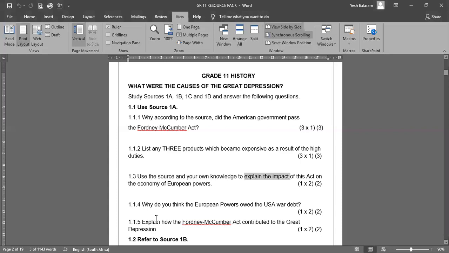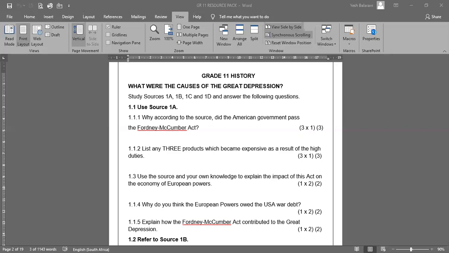The following question asks, why do you think the European powers owed the USA war debt? Now here they say, why do you think? So as long as you give a valid reason, your answer will be correct. You could choose from one of these. The USA supplied the European powers with money, machinery, and agricultural goods during the war. You will recall they took loans. They had also borrowed machinery, and they had bought agricultural goods. So the United States had assisted with that.